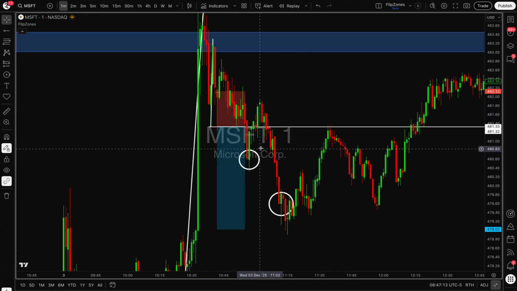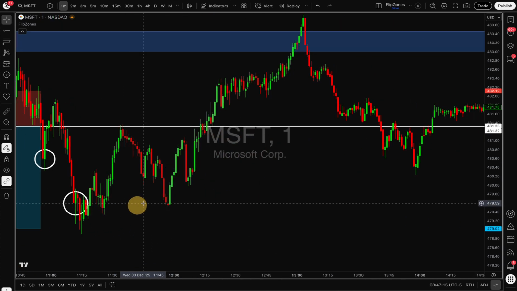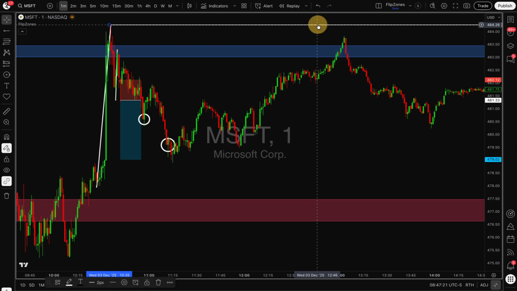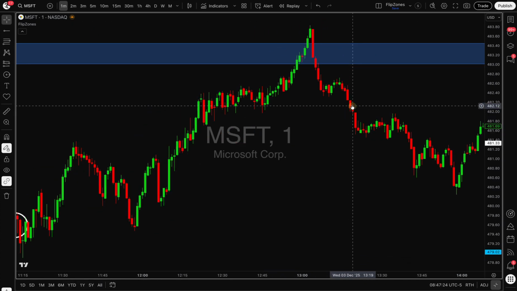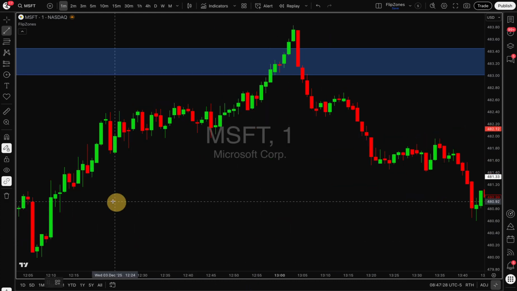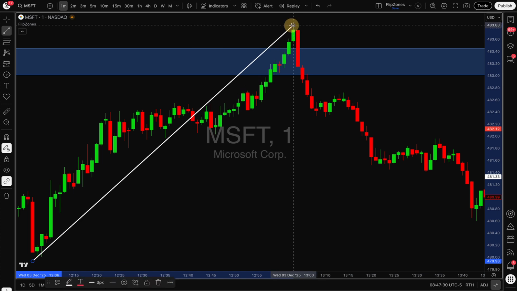So in this case, we got paid twice. What happens is we move higher again and we hit the same zone for another entry. And the exact same scenario takes place. We have the initial move higher that hits the zone.